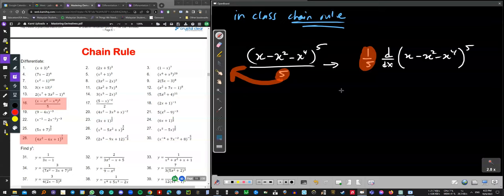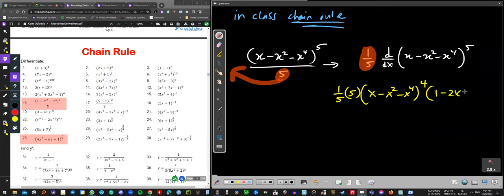So tapi jangan disregard dia. Tulis je 1 over 5 kat depan tu. Lepas tu kita start untuk bawa turun 5 lah. So kita ada 5. Okay, and then we have (x − x² − x⁴) and then reduce the power to 4. We differentiate inside: 1 − 2x and then kita ada −4x³. And then from there we can cancel this and then that's our answer lah. Kan?